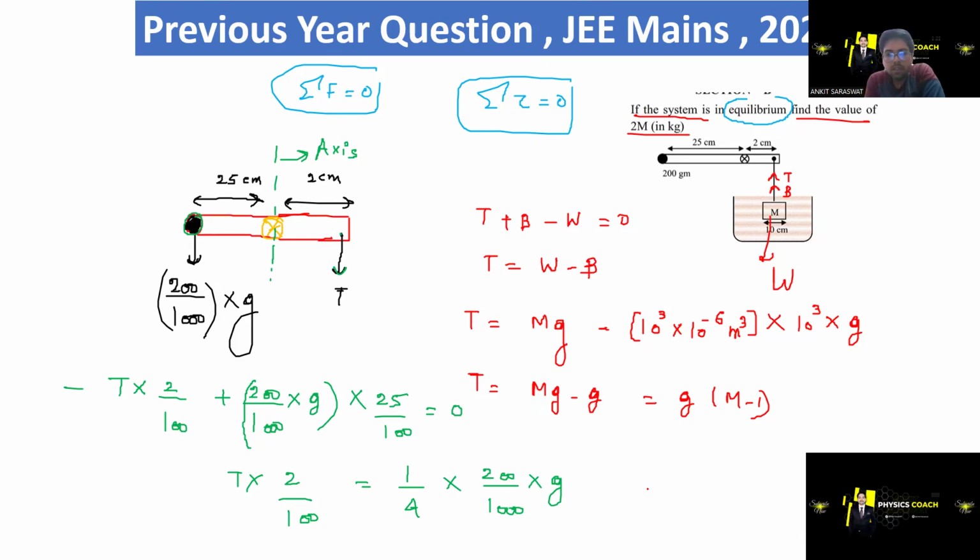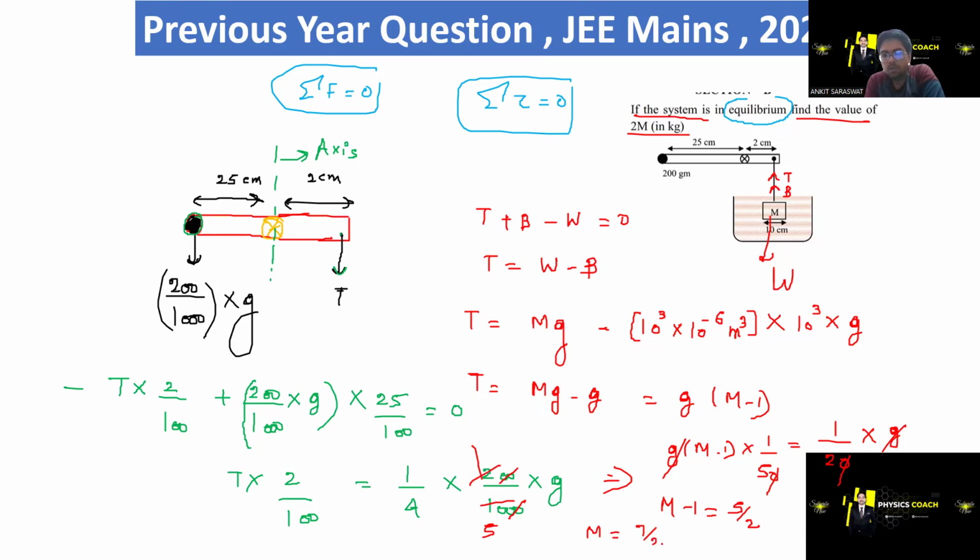So just put the value of T, which comes out to be g(m minus 1) multiplied by 1 by 50. Clear? So the zeros cancel, and we get 1 by 20 g, g cancels. So m minus 1 is equal to 5 by 2. So m will be 7 by 2. 7 by 2 is 3.5, so 3.5 kg is the value of m.